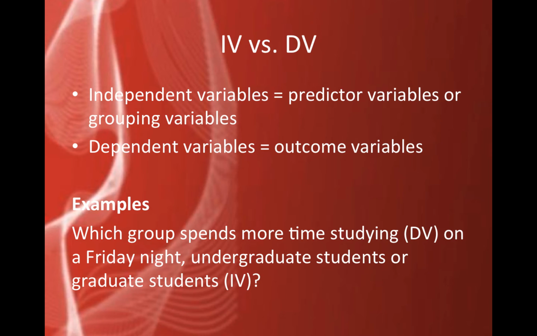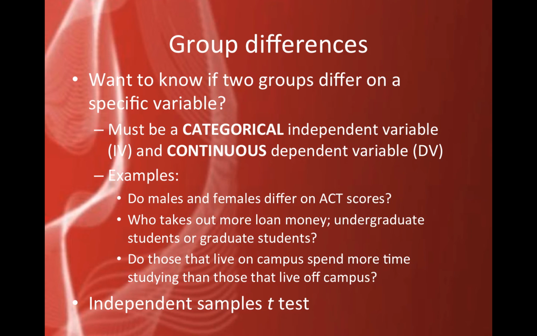So an example: which group spends more time studying on a Friday night, undergraduate students or graduate students? The studying would be the dependent variable, and the student type would be the independent, or grouping, or predictor variable. So this just highlights what I just said and gives you a few more examples. Again, this is called the independent samples t-test. When I think of t-test or independent samples, I think two groups, and we're testing their means. So whatever the dependent variable is, we calculate a mean for each group and then find out if there's a significant difference between the two.